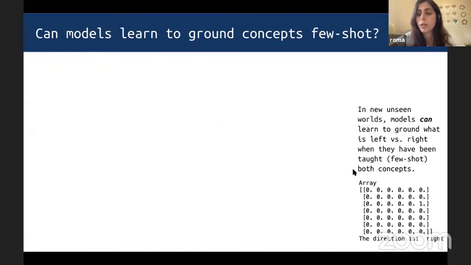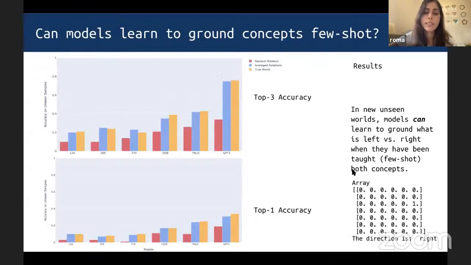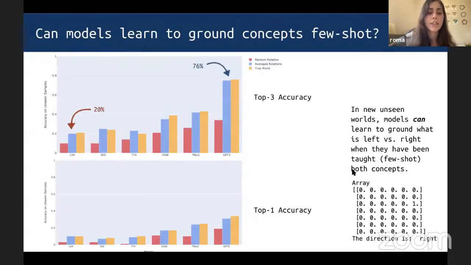So in the first task, which is when we give models both left and right, what we see is that the top three accuracy for the smaller models is actually just significantly low overall. They barely get a 20% accuracy, but the GPT-3 model does far better than any of the others by at least a margin of 20%, and it gets a 76% accuracy. And it's worth noting that the red bar, which is the random rotations, the accuracy in a random rotated world, is far lower than the blue and the yellow bars, where the blue is averaged over 3 rotations, for example, 90 to 270 degrees, and the true world is the original world.